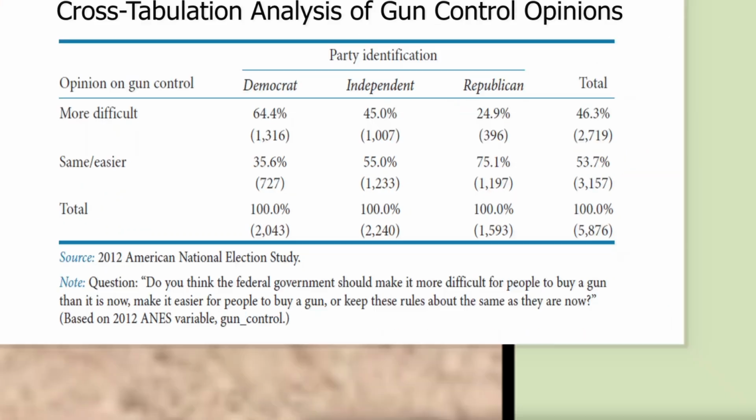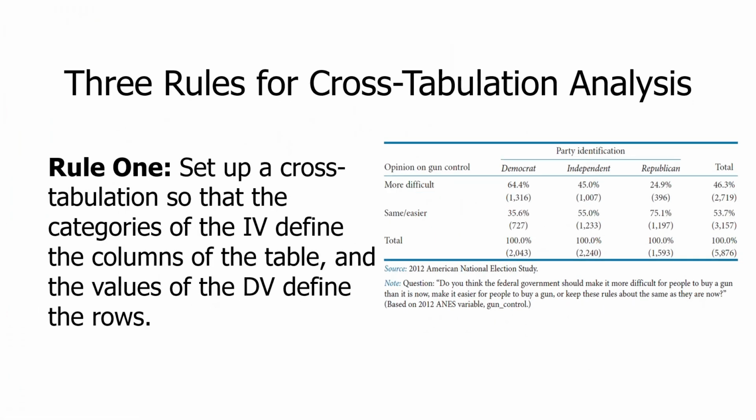Let's look at rules for setting up a crosstab. When it comes to cross-tabulation analysis, the rules are more important than in mean comparison analysis because there are more ways to get it wrong. Rule 1. Set up a cross-tabulation so that the categories of the independent variable define the columns and the values of the dependent variable define the rows. The independent variable partisanship goes on the columns, the dependent gun control opinion goes on the rows, as we saw.